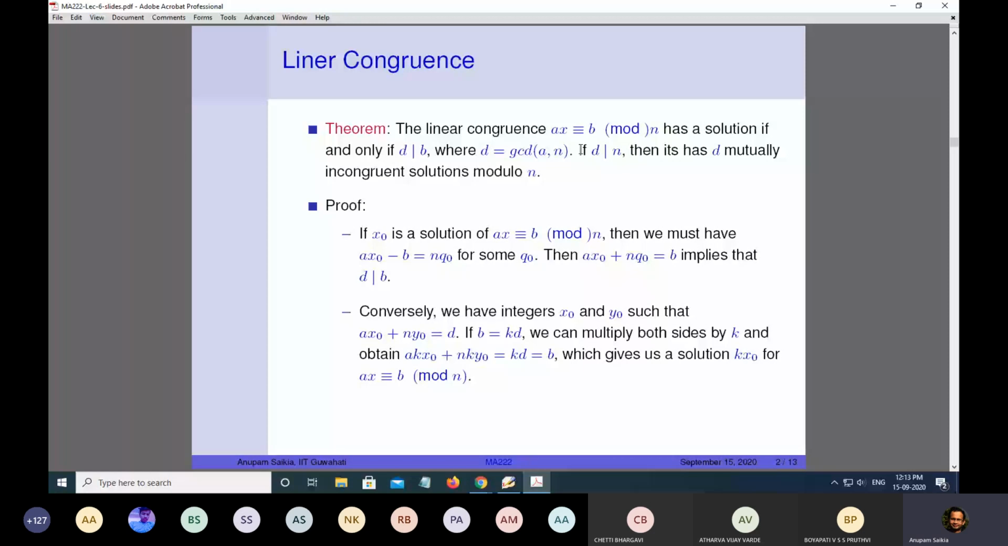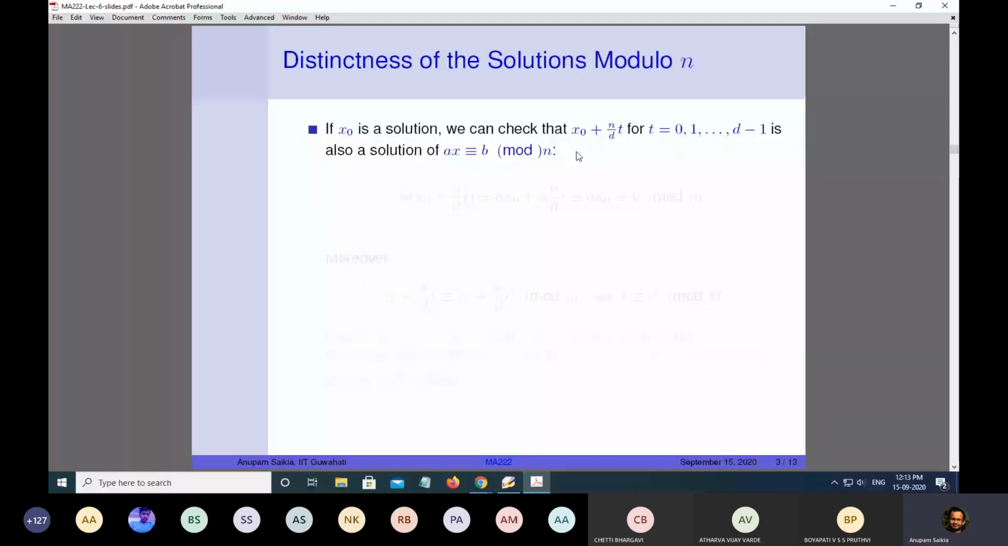Okay, so suppose we have one solution X naught, then we can clearly check that X naught plus n by d times t, where t runs from 0, 1 up to d minus 1, is also a solution. Why? Because I just substitute A times this number, X naught plus n by d times t. Okay, what do I find?